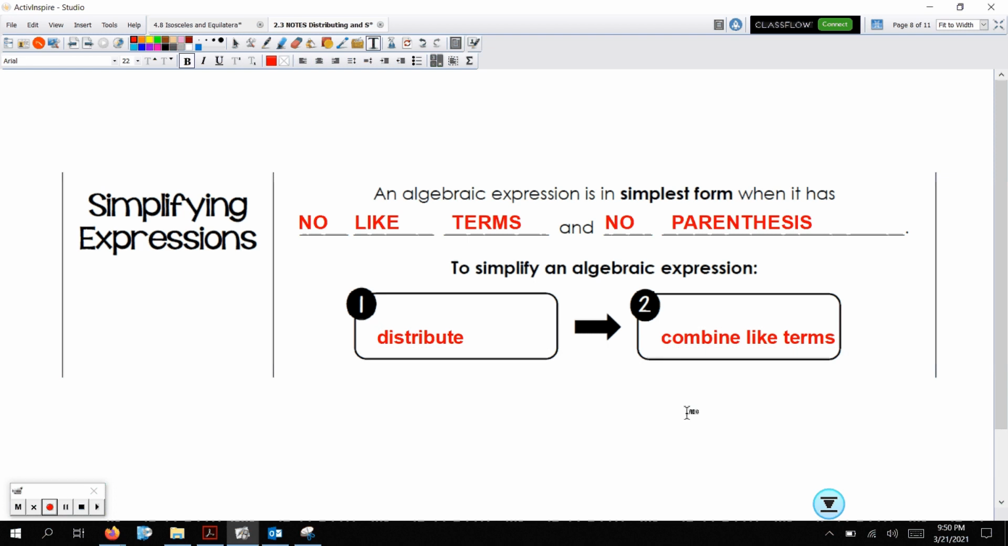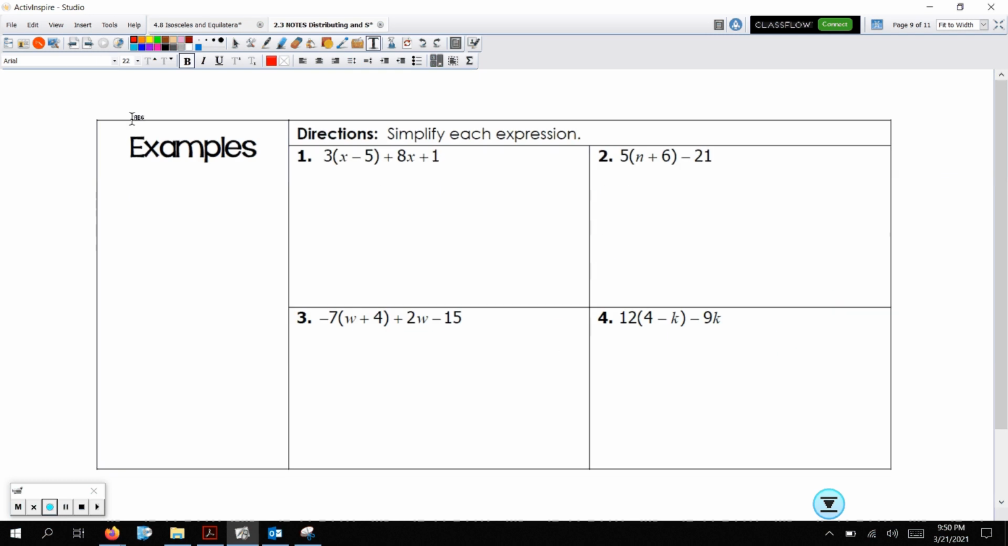Those are the steps, okay? So that's what we're going to do. When it says simplify the expressions, if you see parentheses, distribute, and then we analyze what we have, combine all our like terms down to its simplest form, and we are good to go. Let's look at some examples here.